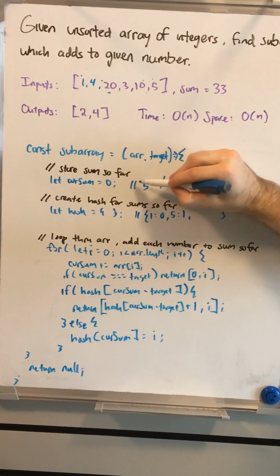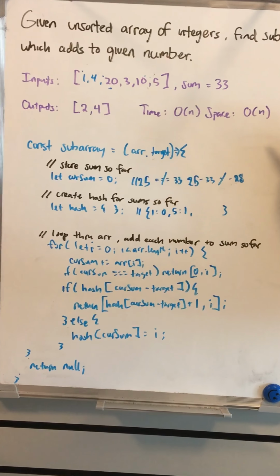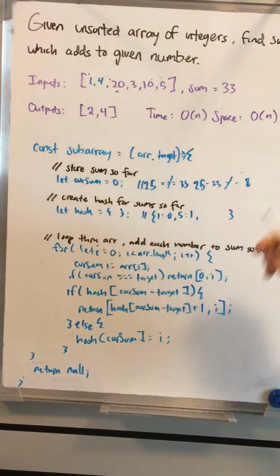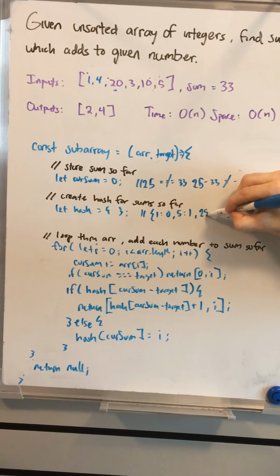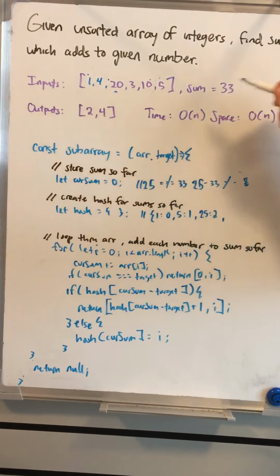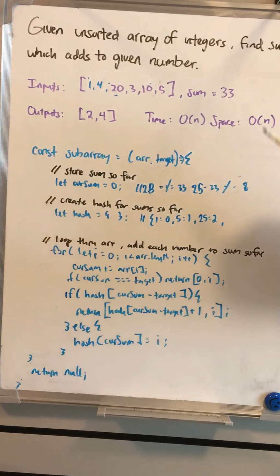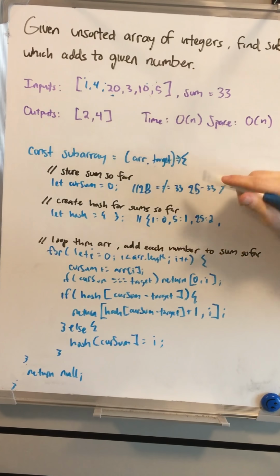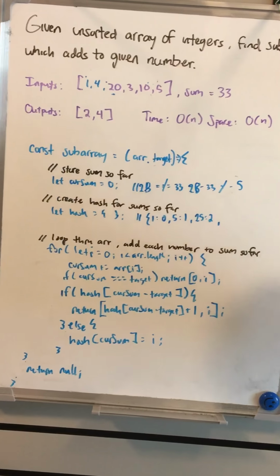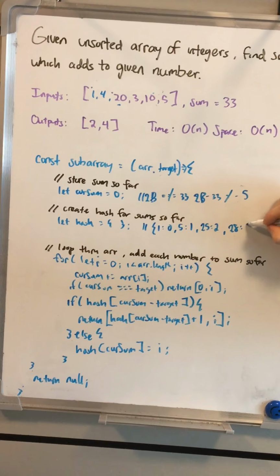We add 20 to 5, so 25. Is that equal to 33? No. 25 minus 33 gives us negative 8. Is negative 8 in the hash? We just have 1 and 5. No, it's not. So then we add 25 and its index to the hash, which is 2. Okay, we go up and then we add 3 to 25. It's 28. 28 is not equal to 33. 28 minus 33 is negative 5. Negative 5 isn't in the hash, so then we add 28 and its index.